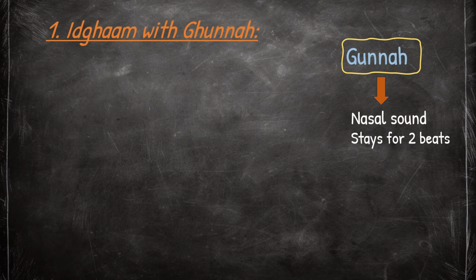If you're reciting fast, the time of the gunna will be less. If you're reciting slowly, the time of the gunna will be more. So it depends on the speed of the recitation. But generally, we can say that the time of the gunna is 2 beats.